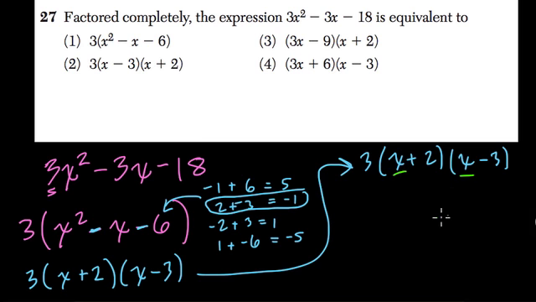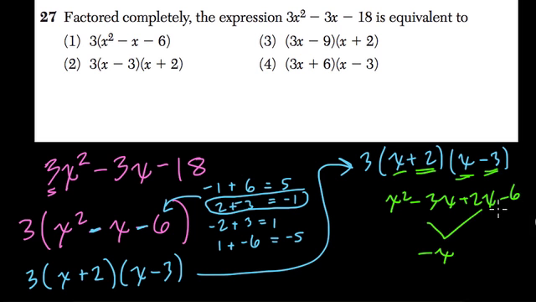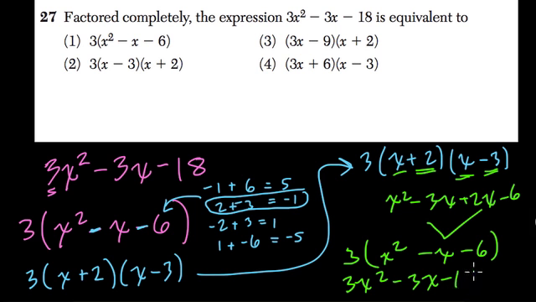So x times x is x squared. x times negative 3 is minus 3x. 2 times x is 2x. And 2 times negative 3 is negative 6. Add up these two, I get minus x. I have negative 6 here, and x squared, but don't forget, I still have a 3 to distribute. If I multiply everything by 3, I go right back to my original quadratic. So I know this worked.